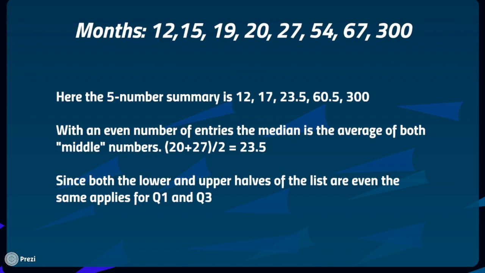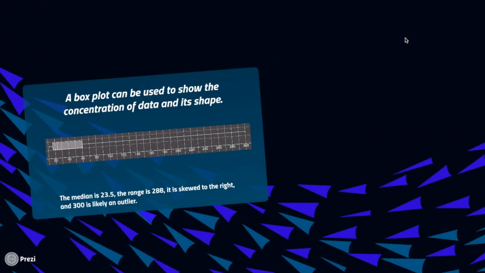Now I need to figure out the upper fence. So the upper fence is taking Q3, 60.5, and adding the maximum whisker length, which was 65.25. So the upper fence is 125.75. Any number above that would be an outlier. 67 is below it, 300 is certainly above it, so that's the official discovery that 300 is an outlier.